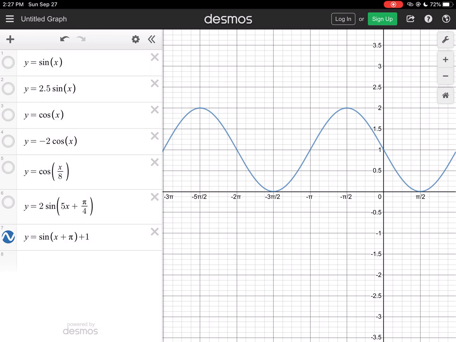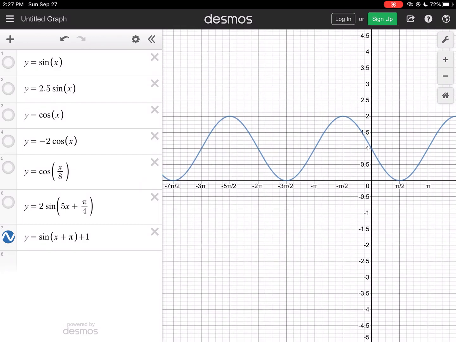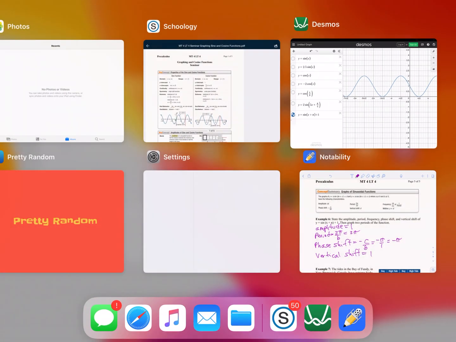So if we go from negative 3 pi to positive pi, you can see we definitely have a nice 2 periods in there. I just had the other one on there. And notice it's moved up 1 from what it normally would be. Normally we go from negative 1 to positive 1. We're going from 0 to 2. There we have it.